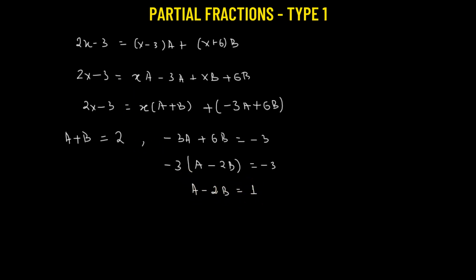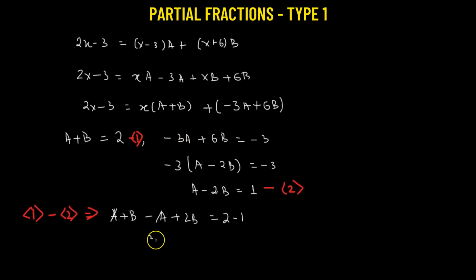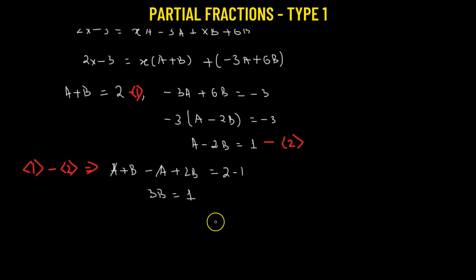So we have two equations, so let's label them. A plus B equals 2 is equation number 1, and A minus 2B equals 1 is equation number 2. We are going to take equation number 1 and subtract equation number 2 from it. We get A plus B minus A plus 2B equals 2 minus 1. So A and A cancel out. We have 3B equals 2 minus 1, which is 1, which means our B value is 1 over 3, 1/3.